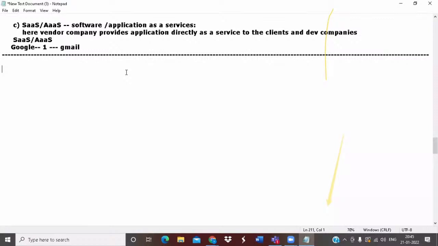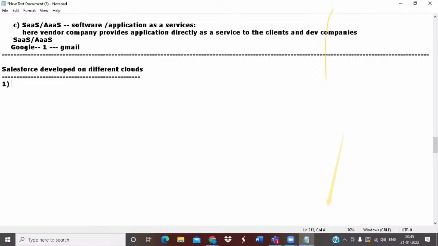So the next topic I'm going to discuss is Salesforce clouds. What are the Salesforce clouds here?